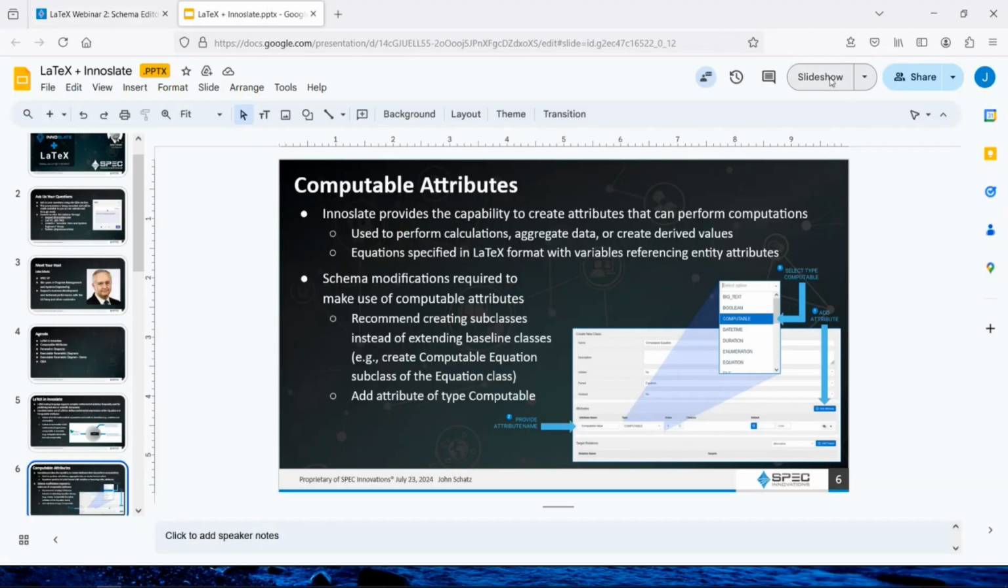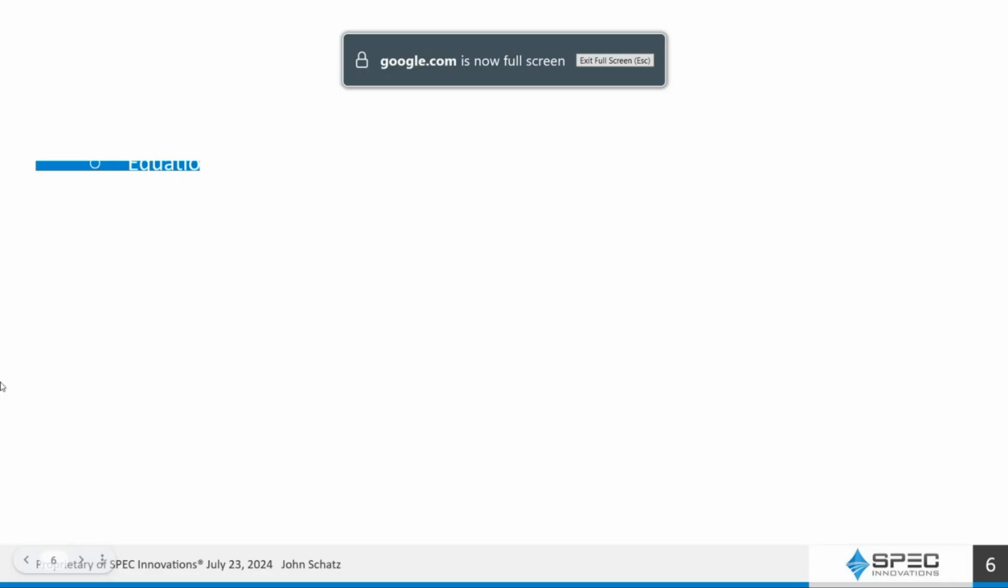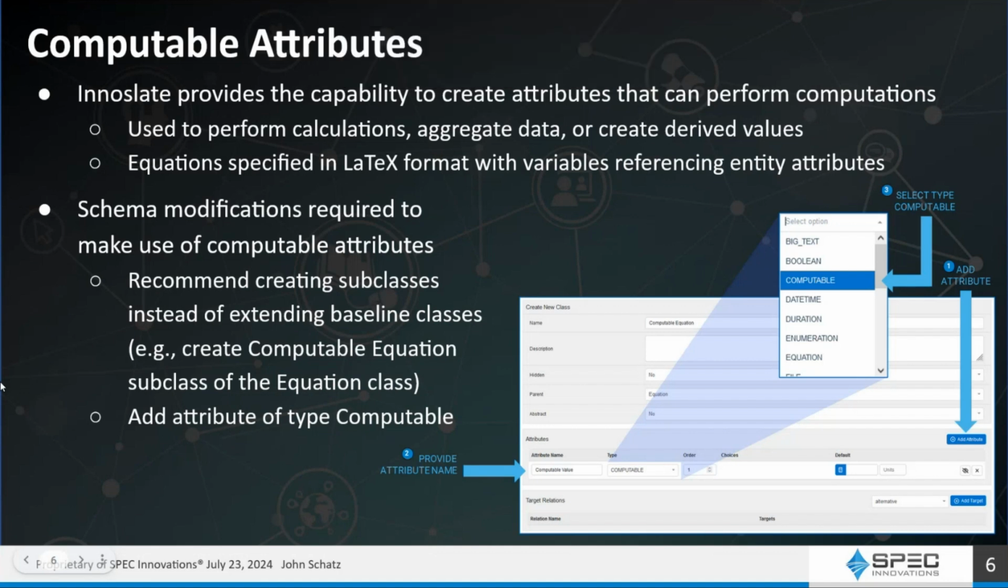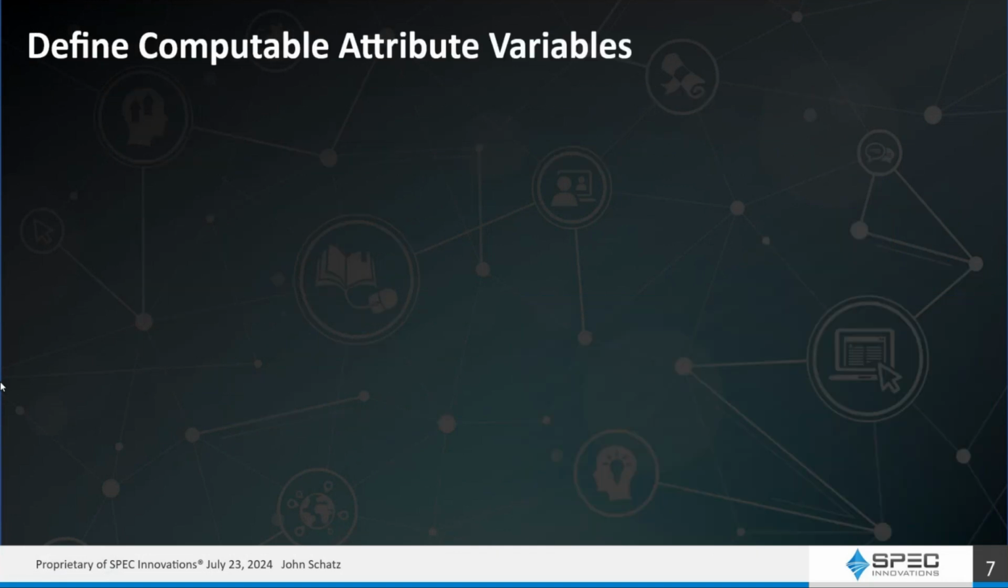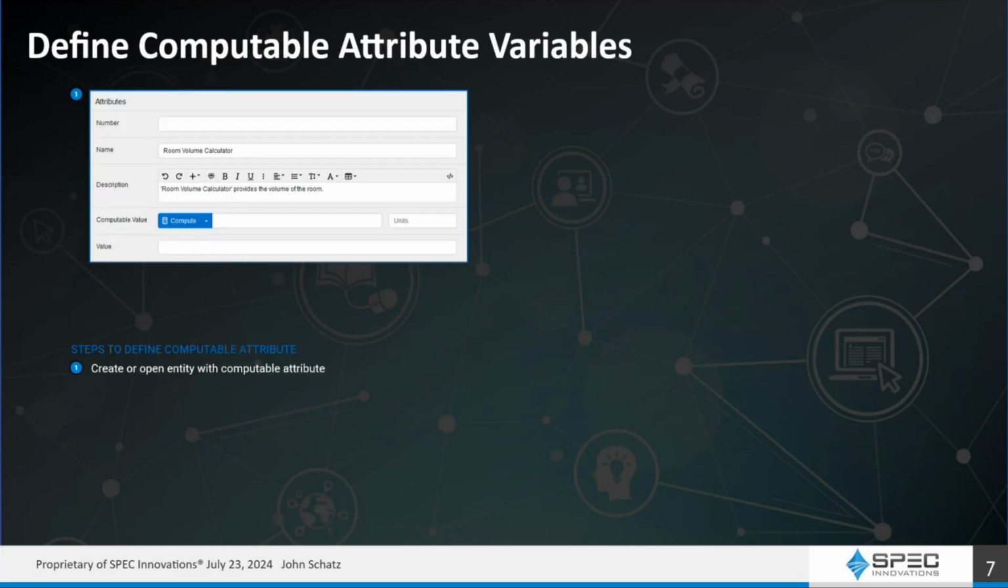So going back to the slideshow, now that we've created this computable equation subclass, what do we do with it? Well, we can go ahead and define a computable equation. In this case, I'm going to go through an example. This is a room volume calculator. So when we talk about a room, it's got length, it's got width, and it's got height.